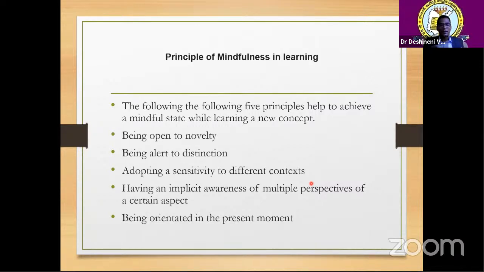Another important thing is when the learner is adopting a sensitivity to different contexts. That means when the learner is very sensitive to various contexts, then it helps for mindfulness in learning. And having an implicit awareness of multiple perspectives of a certain aspect also puts the learner in the mindfulness state. So when the learner wants to see something, if the learner is in a position to see that something from various directions, from various perspectives, then it puts the learner into the mindfulness state when the learner is learning something.